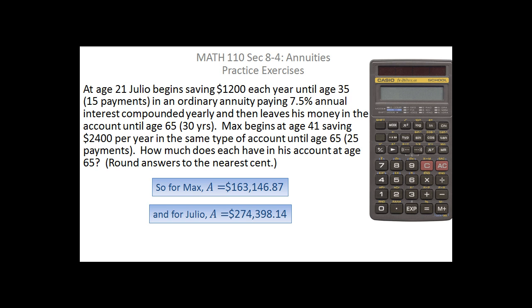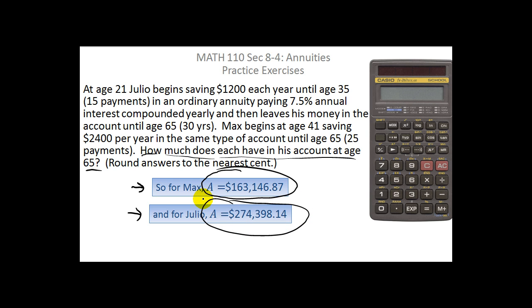Now, just clearing out the calculations and looking at the result, organizing it better, you can see that from our earlier calculation, Max had a little over $163,000 and Julio had almost $275,000. So the question was, how much does each have in the account at age 65? And there you go. That's the amount for Max. That's the amount for Julio. Julio's was a little more complicated because something happened along the way that changed the calculation.